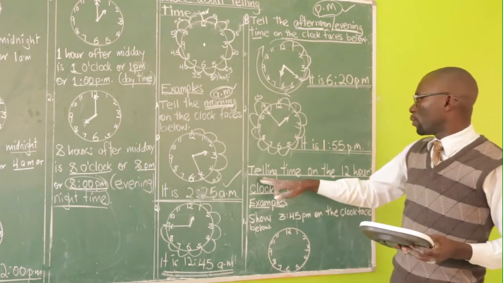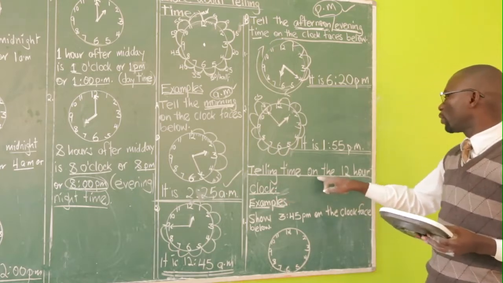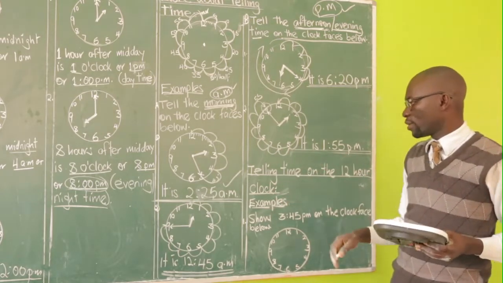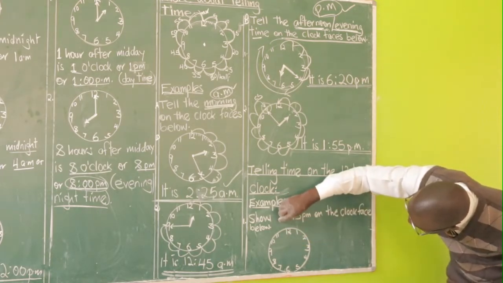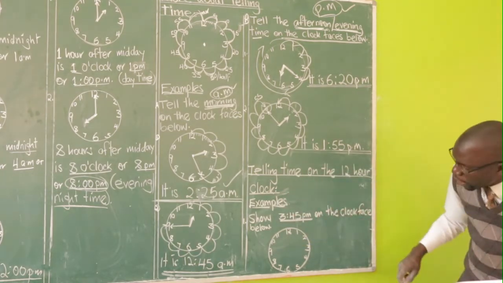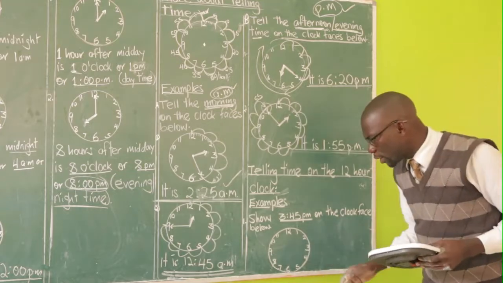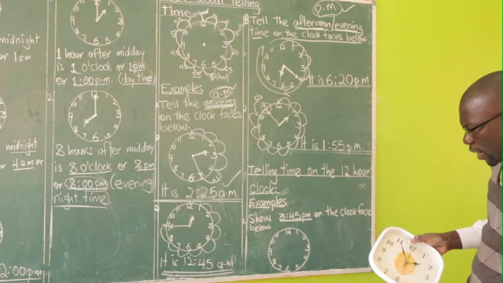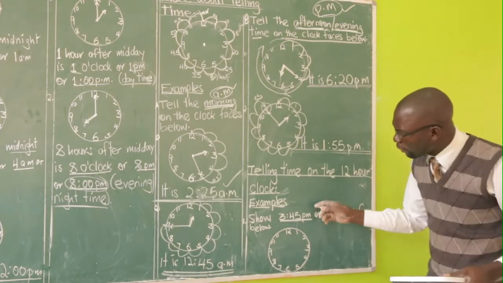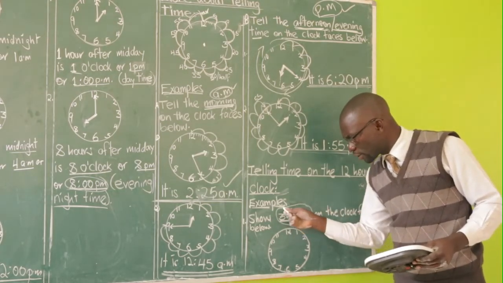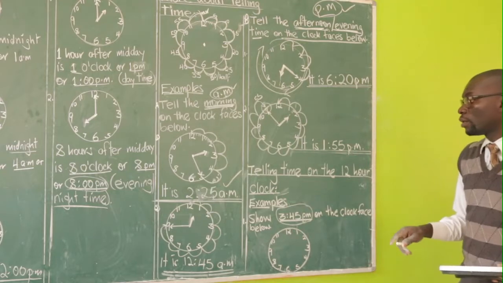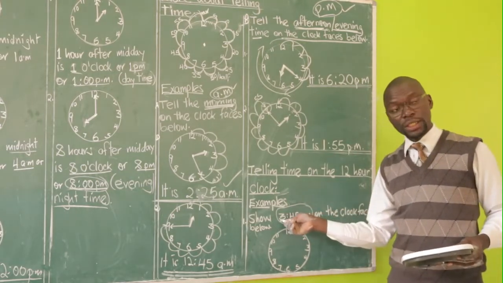Good. So we go to telling time on the 12-hour clock face, or the 12-hour clock. So if we have been given show 3:45 PM, the clock face may not have the PM and the AM there, but if you've been given show 3:45 PM, meaning it is not yet 4, it is 3.